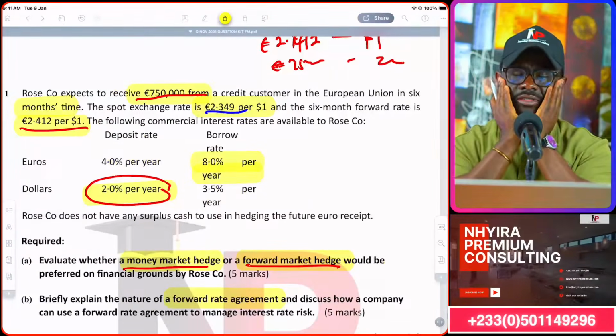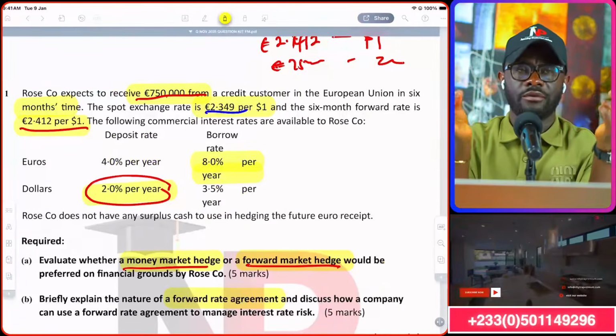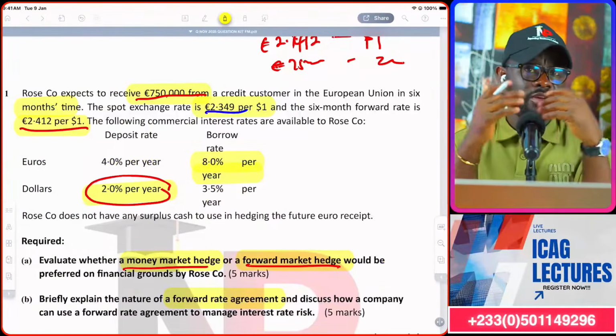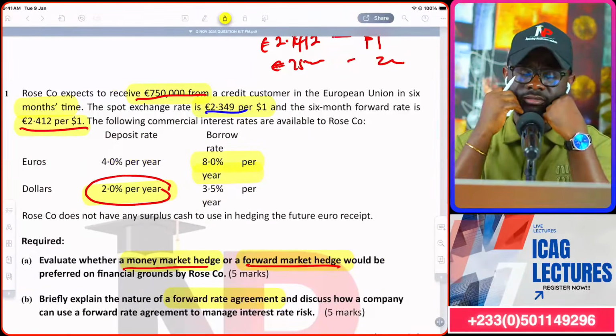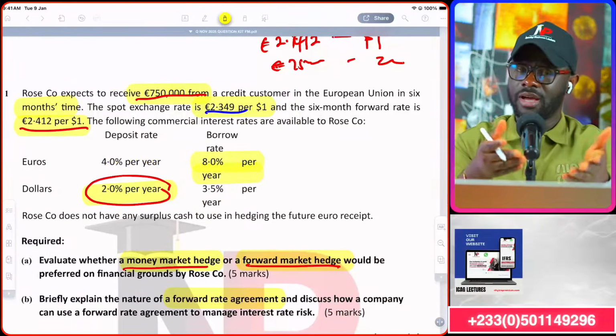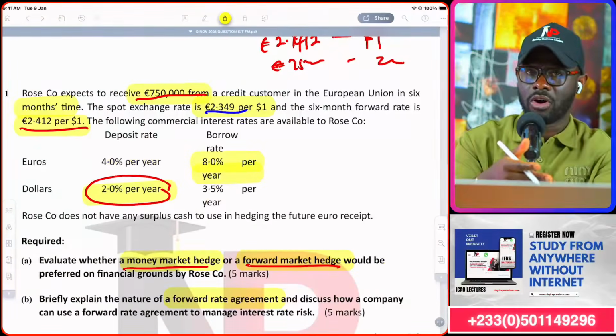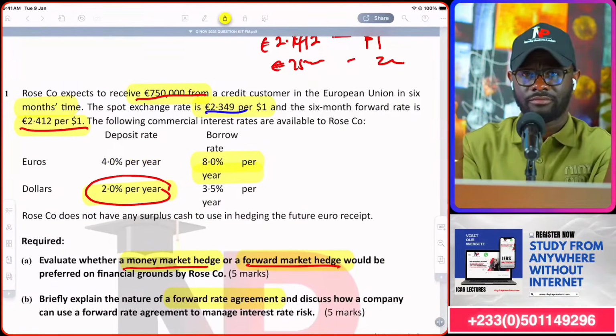Now, there are other theory issues that you have to understand here. The issue in respect of the various methods of hedging. We've seen the forward arrangement. We've seen the forward market hedge. We've seen the money market hedge. We also have invoicing in home country.